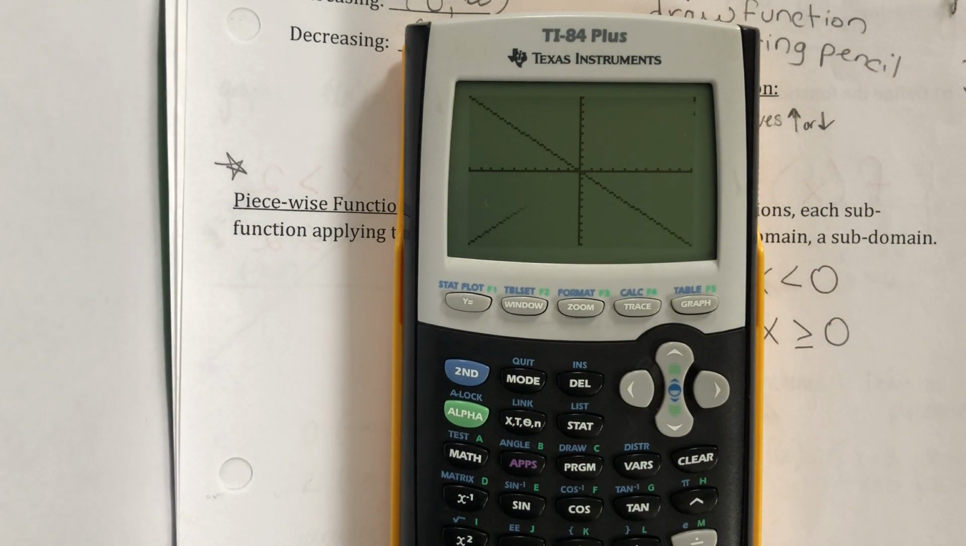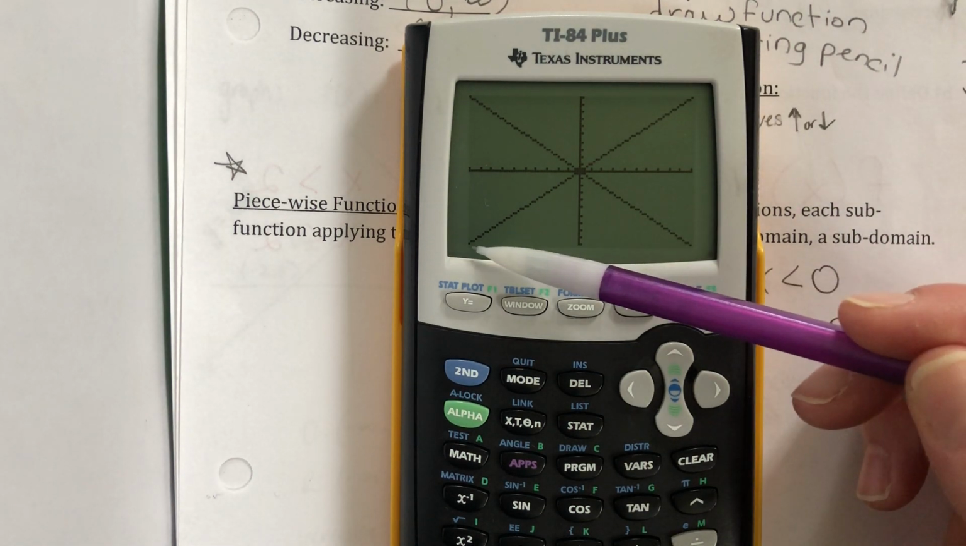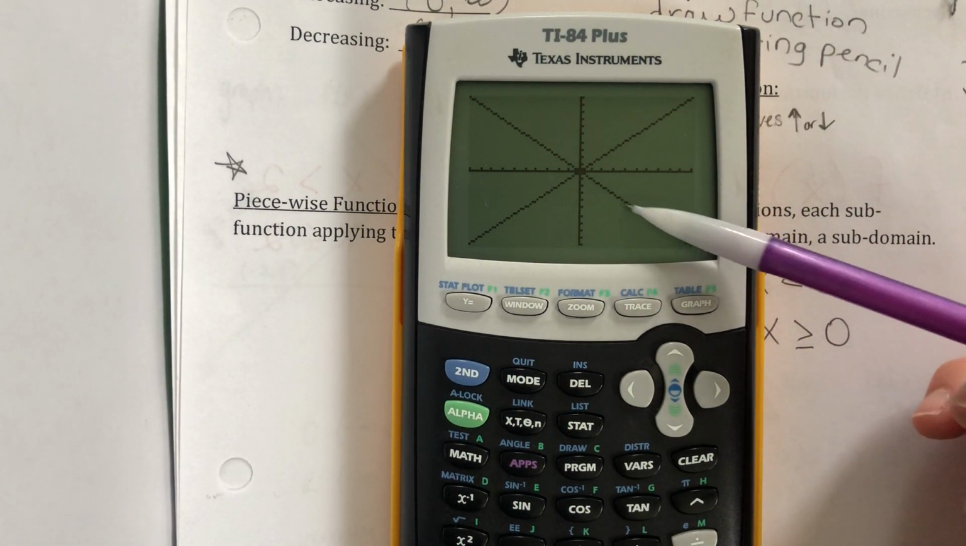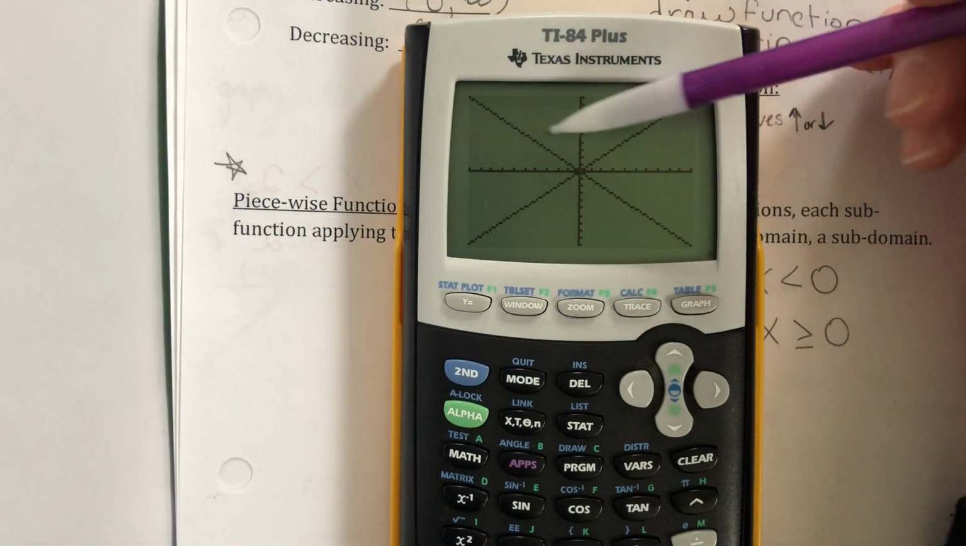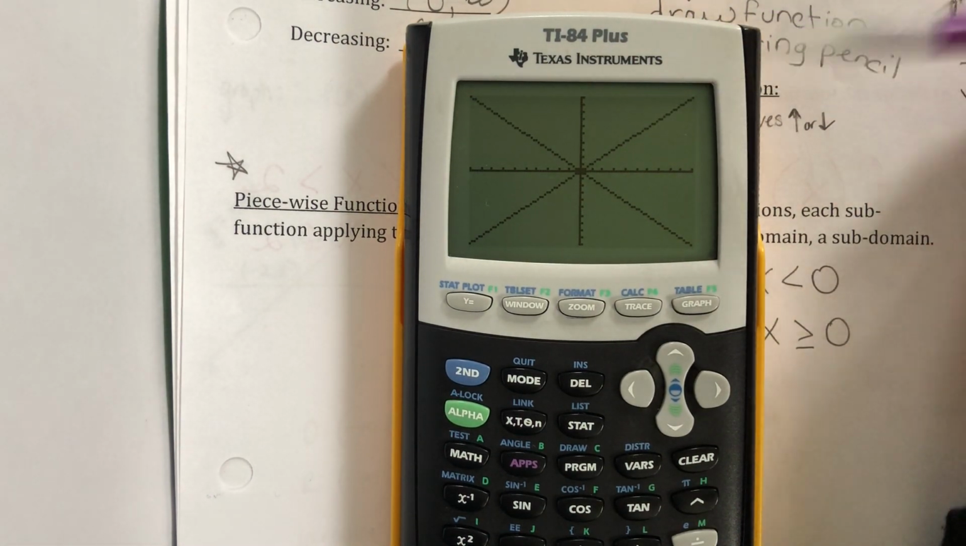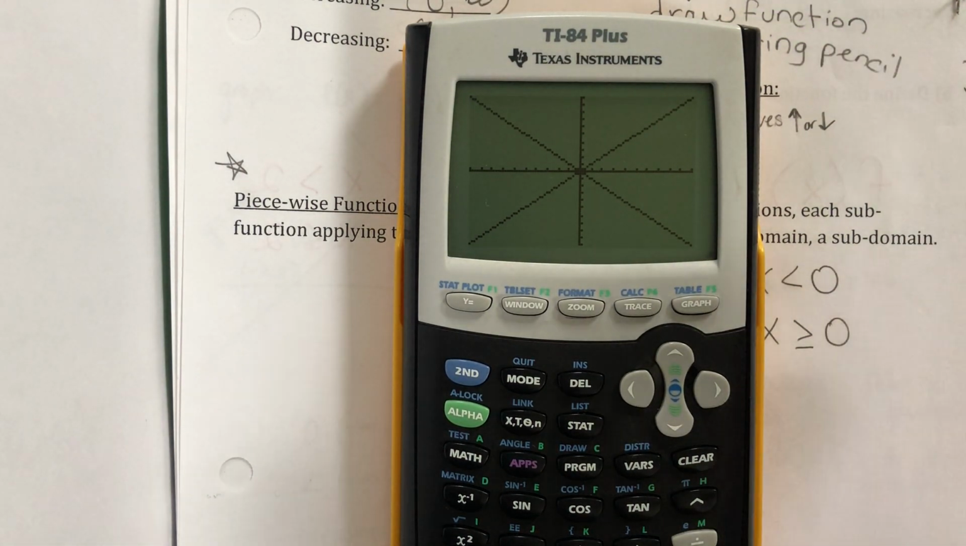do you see how we get two lines that intersect? And basically, if I could just erase this bottom part, quadrants 3 and 4, it would look the exact same as the absolute value graph, right? That's what we call a piecewise function.